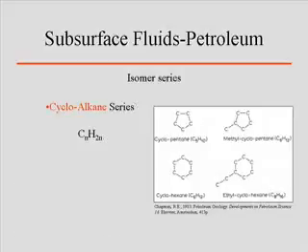Then we have the cycloalkane series. Now these are carbons that are arranged in a ring structure with a single bond between each of the carbons. What you see here are 5-carbon ring structures called cyclopentane. There are also 6-carbon ring structures called cyclohexane. Now please note, this is important, there are no double bonds in any of those molecules. The general formula for these structures is CnH2n.